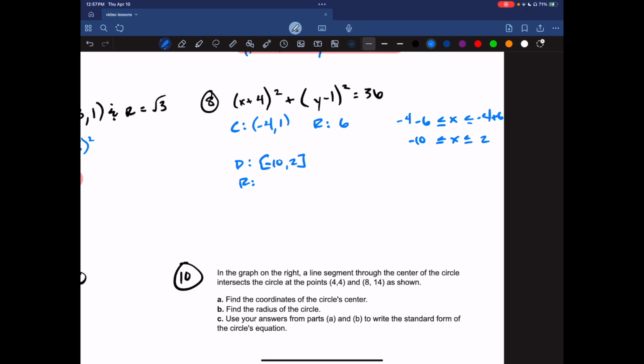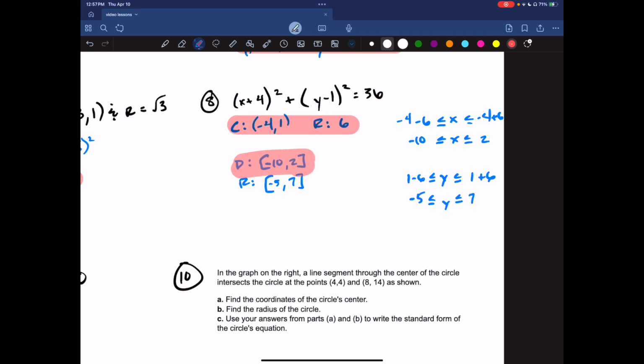You can do the same thing with your range. You just use y, right? So here you have 1 minus 6 and 1 plus 6. So that's going to be 7 and -5. And so you get -5, comma 7, bracket on both sides. But you could use a graph if you wanted to, or you could just use this little algebraic trick right here. So you're setting a radius and your domain and range.